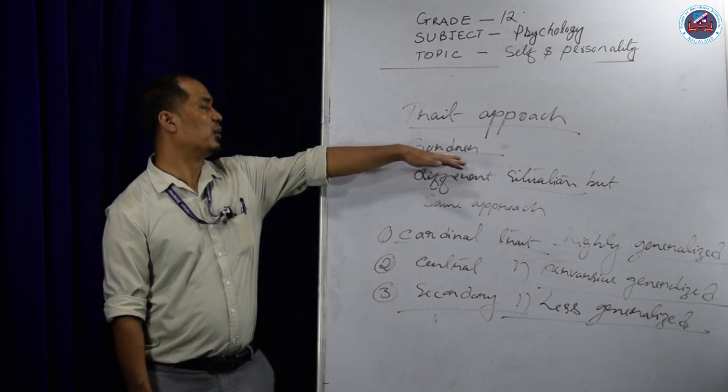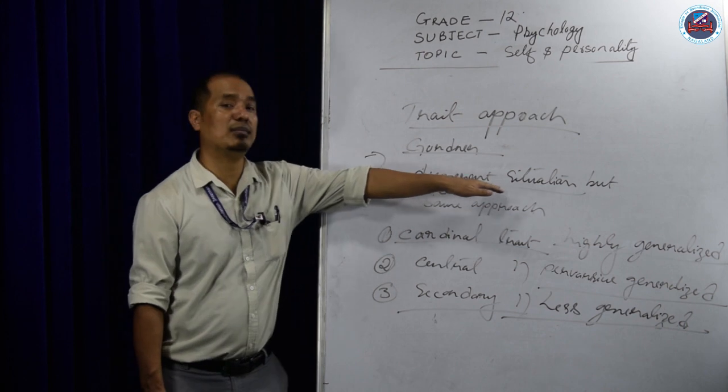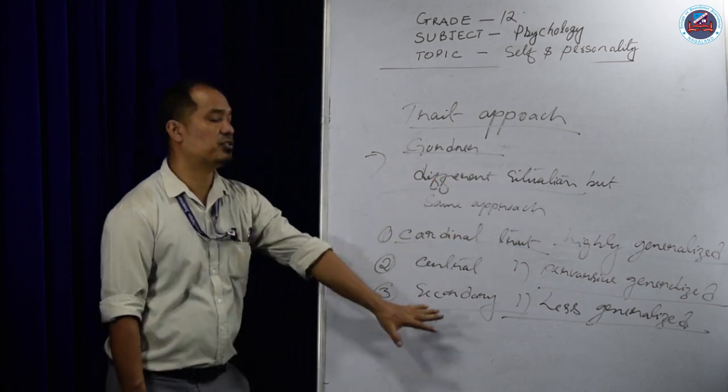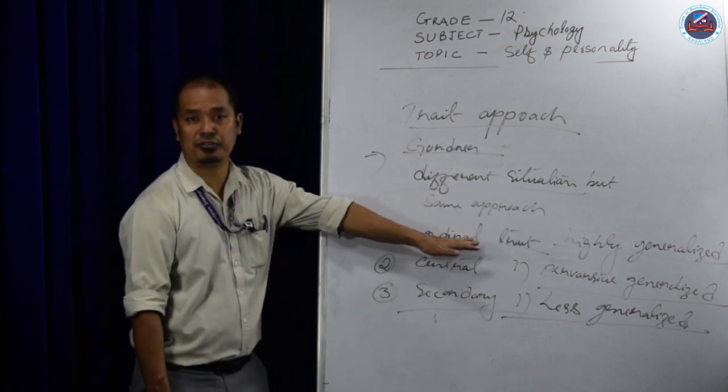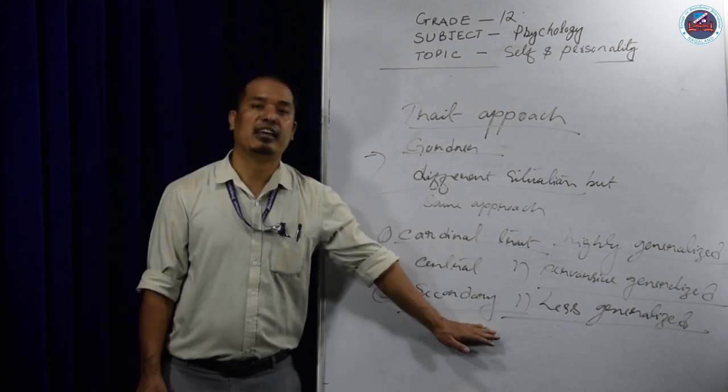So this is what, according to Allport, means there are different situations, but human beings approach them with a similar plan. Now he came up with three types of trait. The first one is called cardinal trait, the second one is called central trait, the third one is called secondary trait.